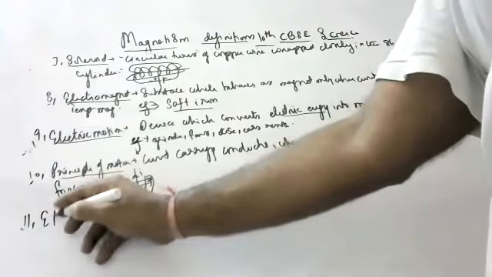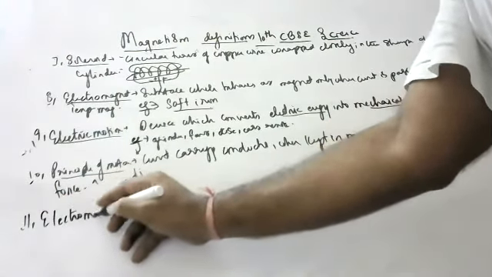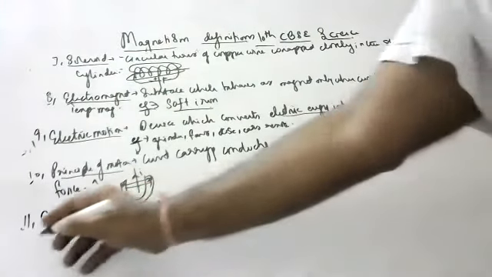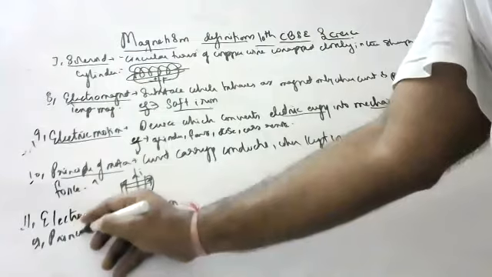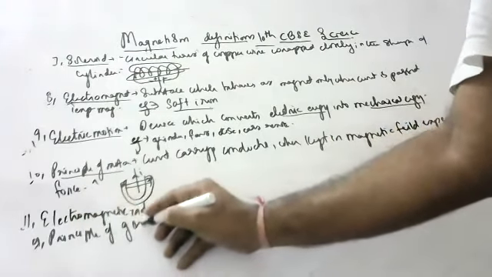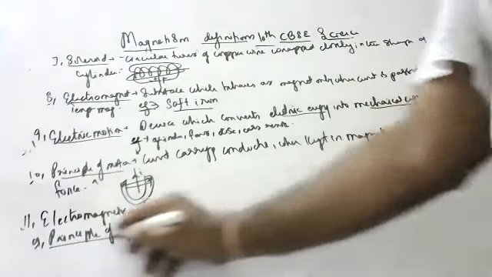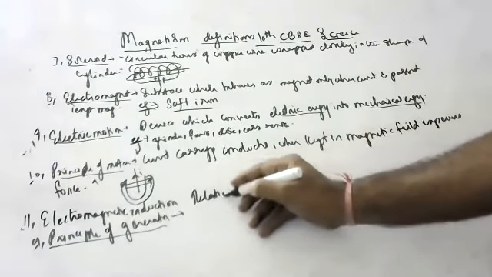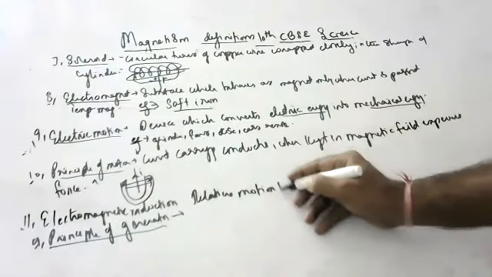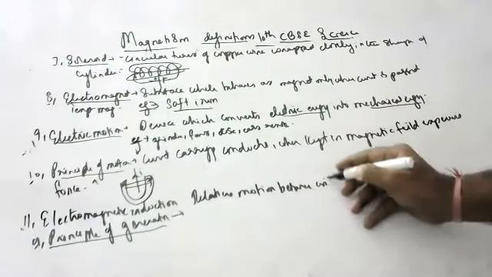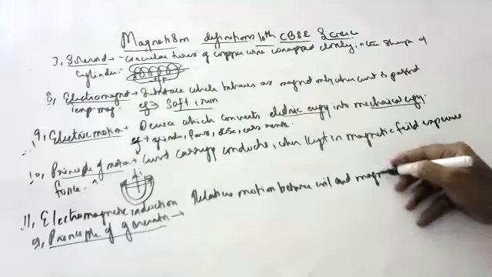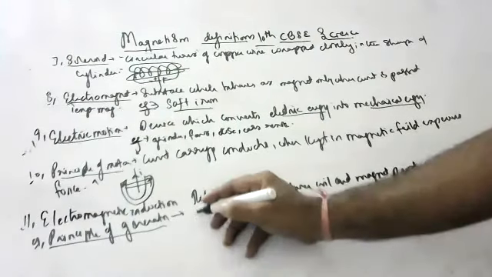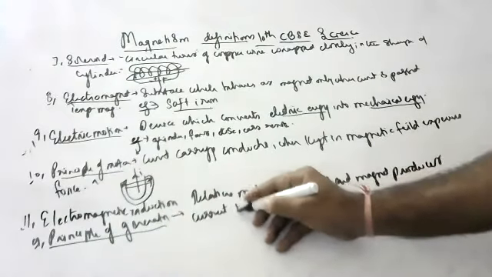Okay, next. Electromagnetic induction. What is electromagnetic induction? The same can also be used as the principle of generator. Electromagnetic induction or principle of generator is the same. What is the definition, children? Relative motion between coil and magnet produces current. How? By electromagnetic induction.